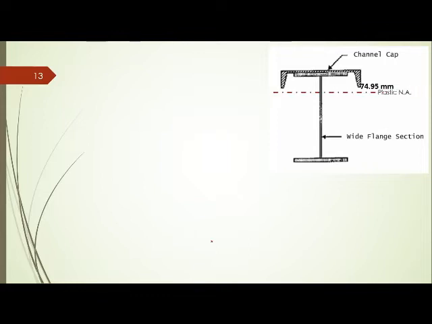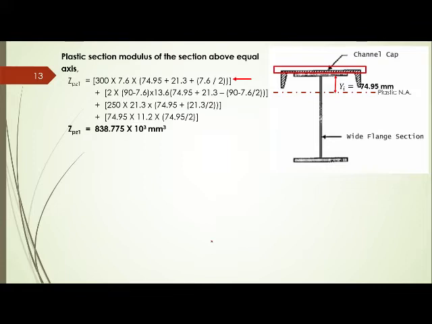Now we know the position of the neutral axis, plastic neutral axis. So we have tried to calculate the plastic section modulus, which will be required for checking the section under bending condition. So we have divided it in two parts, that ZPZ for the top portion is termed as ZPZ1, and ZPZ of the bottom portion will be termed as ZPZ2. So let us see the calculation.